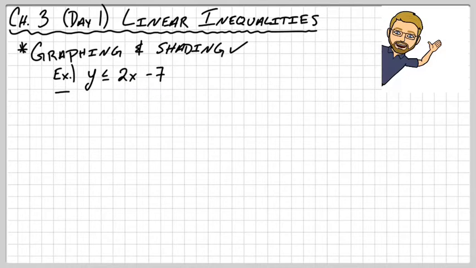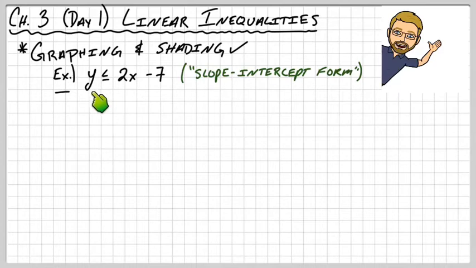So hopefully you recognize that this inequality is sort of in slope intercept form, right? And you could successfully graph that and then shade it below the line since it's y less than or equal to. And that should be sort of a review for you.